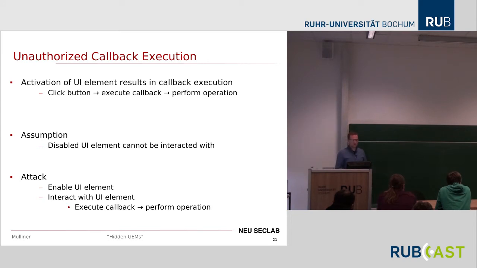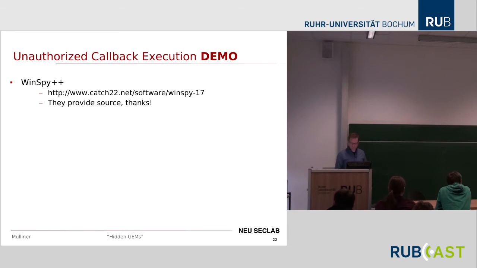So callback execution. Normally in an application, you activate a UI element, for example by clicking on a button. That button executes a callback, and that performs some operation inside the application. Here the assumption from the developer is that if we disable this UI element, the user cannot click on the button and execute this functionality. The attack would be that we re-enable the UI element, interact with it, for example click on it, and then we can execute this callback and perform a specific operation.